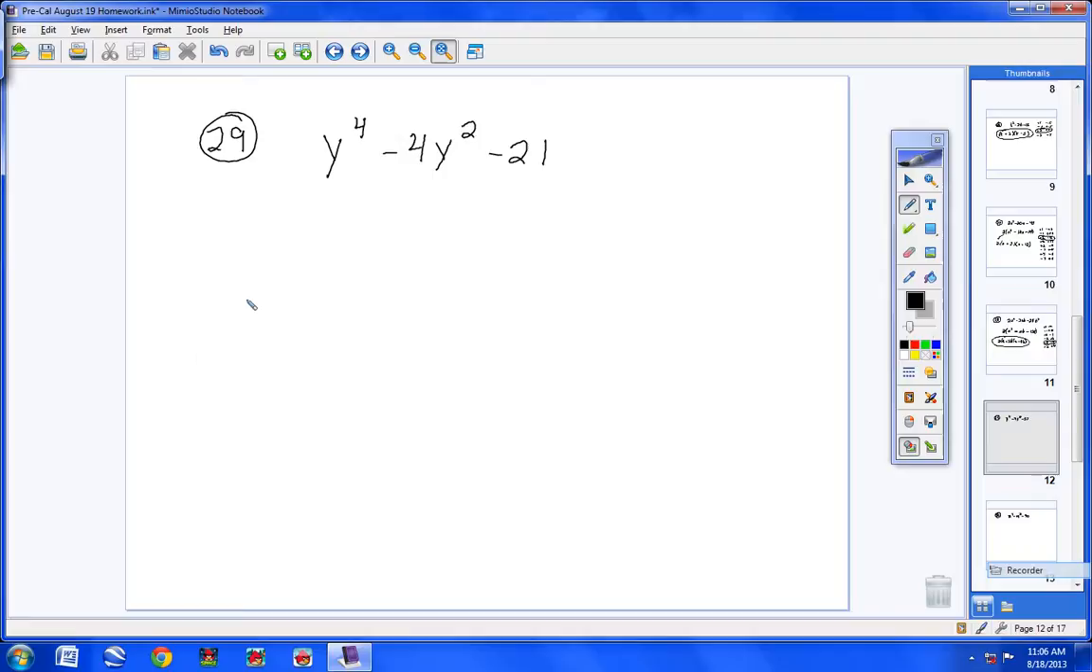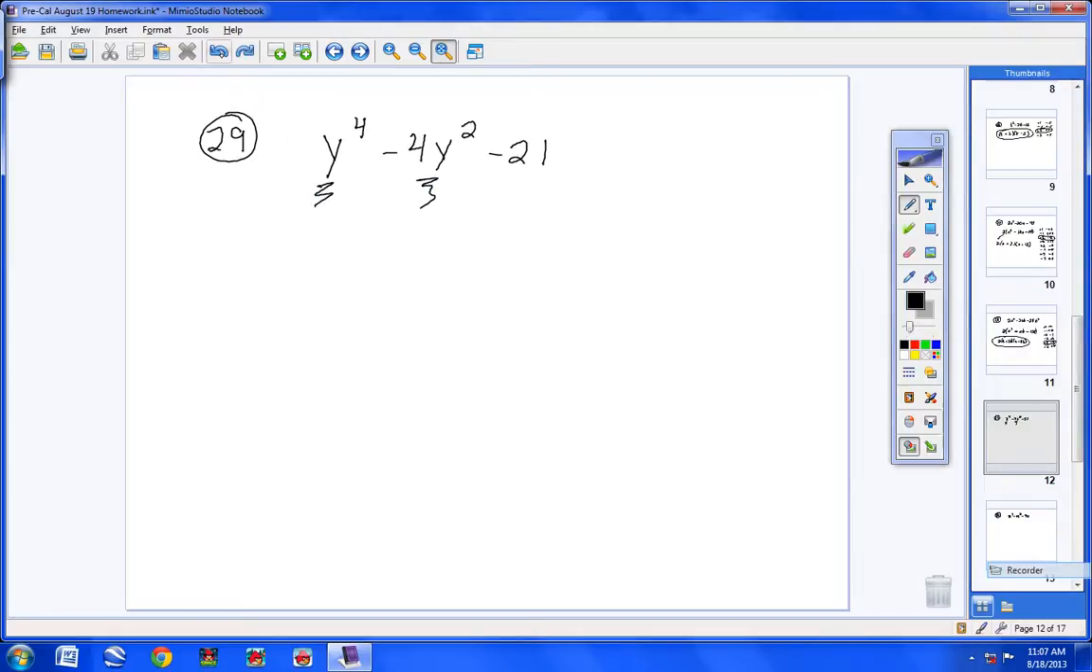All right, number 29. Now, number 29, there's a 1, a 4, and a 21. Step 1 says pull out what's common. There's no coefficients I can pull out. There's not a y in every term, so there's nothing I can pull out. So let's see, I have what? A trinomial. Here are my 3 terms with a lead coefficient of 1.